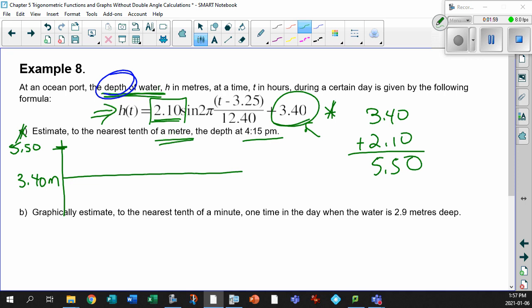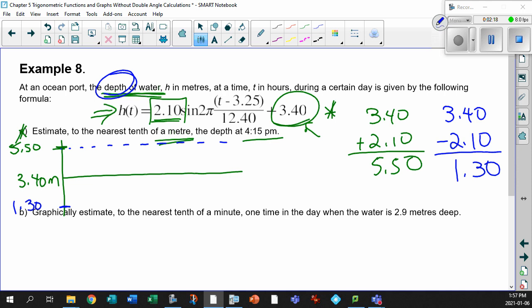Now, what's the minimum as well? Real simple. Take the 3.40, there's your D value, and subtract the 2.10. That, of course, is 1.30 meters. So down here, look what I'm doing, 1.30 meters. I'm setting up the box and finding out what is going to be my Y min, my Y max, and so on and so forth.